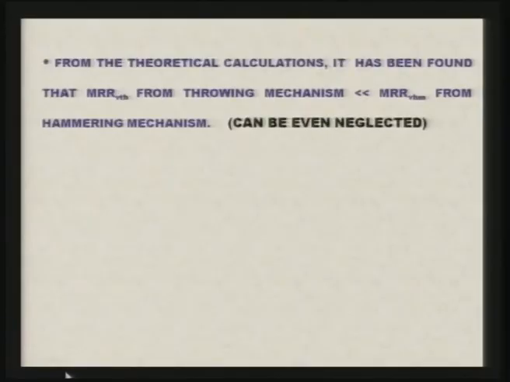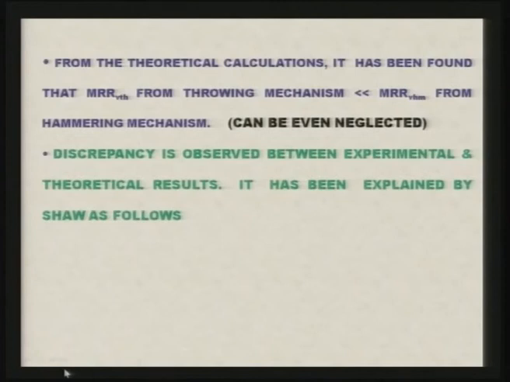From the theoretical calculations, it has been found that the material removal rate from the throwing mechanism is much smaller than MRR-VHM, the volumetric material removal rate from the hammering model, so small compared to the hammering model that it can be neglected. A discrepancy is observed between experimental and theoretical results. With the results calculated by Shaw's model, a lot of discrepancy was observed with the experimental results. Later on Professor Shaw tried to explain the discrepancies as follows.